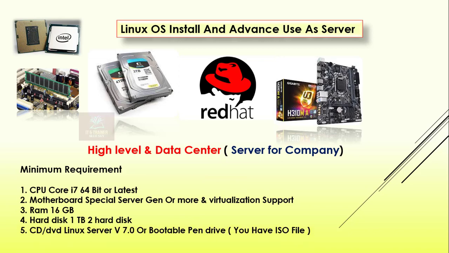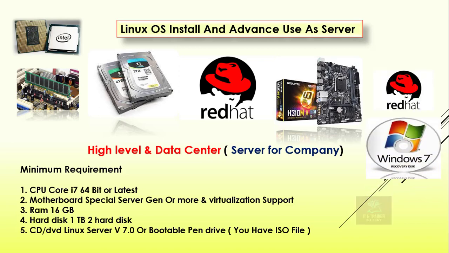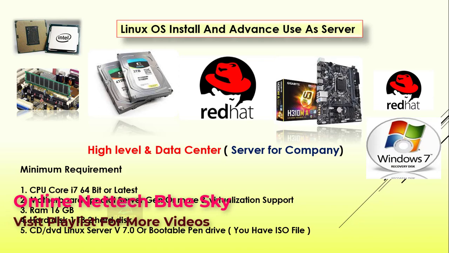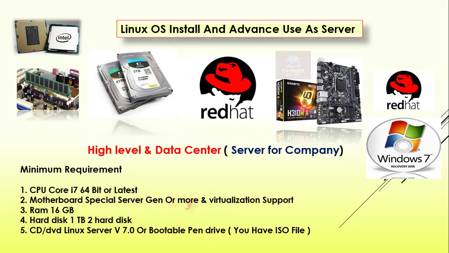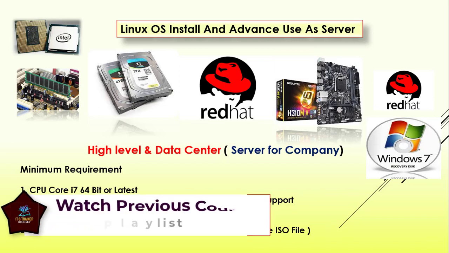Fifth is a CD/DVD with server technology, the server ISO file. You need a CD/DVD of the server operating system, not the desktop one. There are two types of operating system, Red Hat and Windows, and Red Hat company makes two types of operating system.